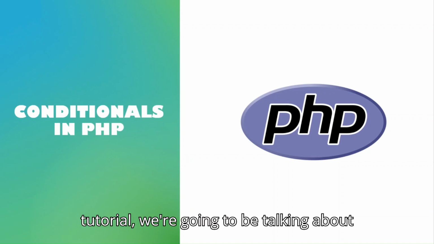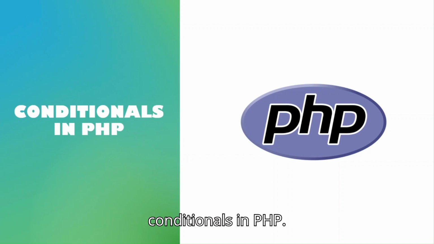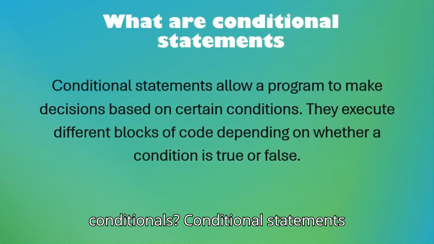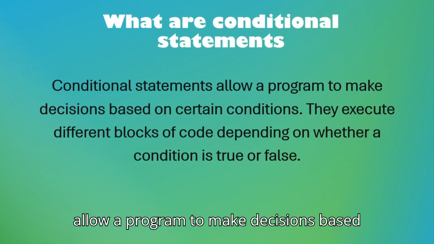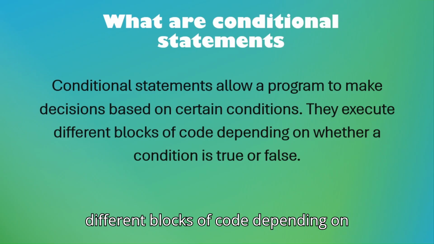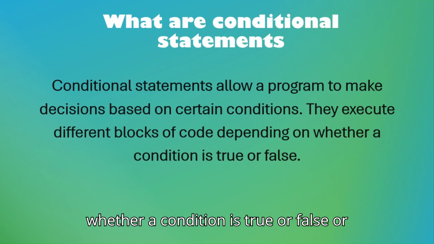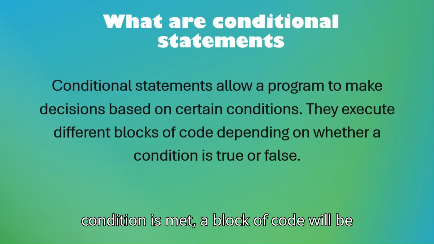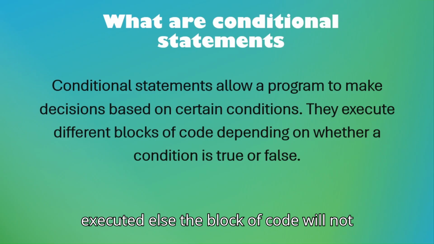In this tutorial, we're going to be talking about conditionals in PHP. So let's go to the basics of conditionals, like this definition. What are conditionals? Conditional statements allow a program to make decisions based on certain conditions. They execute different blocks of code depending on whether a condition is true or false, or whether a condition is met. So if a condition is met, a block of code will be executed, else the block of code will not be executed.